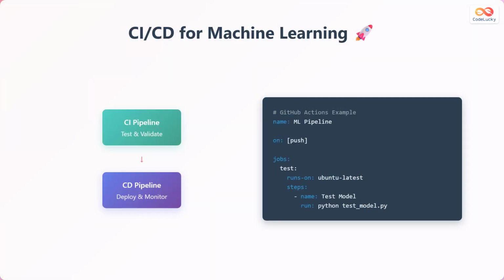Continuous integration and continuous delivery are essential practices in machine learning. The CI pipeline involves testing and validating the model. The CD pipeline includes deploying and monitoring the model.